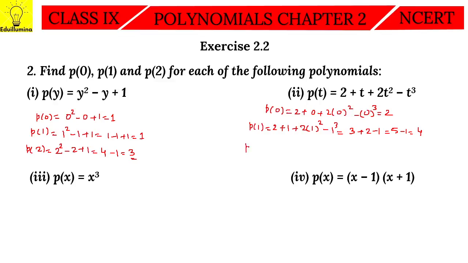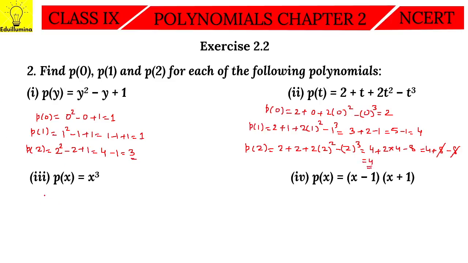And then next is p of 2. So replacing t with 2, 2 plus 2 plus 2 into 2 square minus 2 cube. Now 2 plus 2 is 4 plus 2 into 2 square, 2 into 4, 2 cube is minus 8. So 4 plus 8 minus 8. 8 minus 8 cancelled out. So answer is 4.